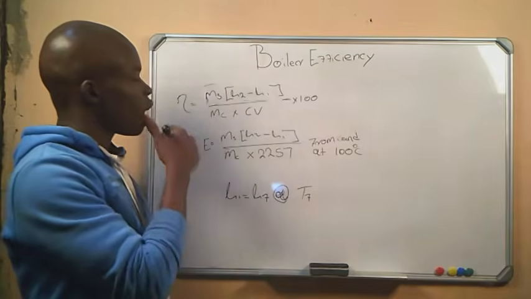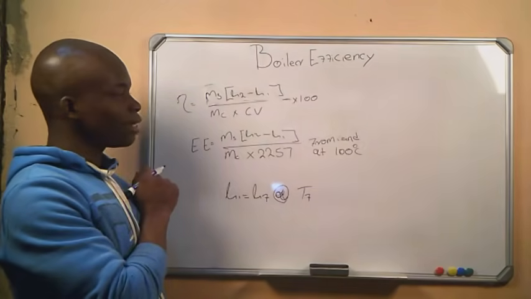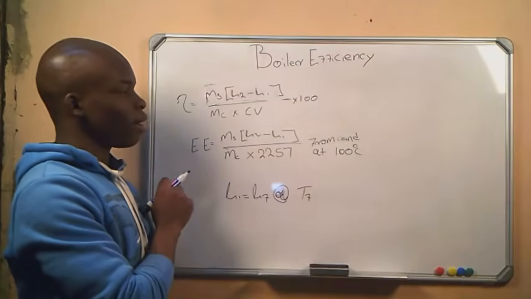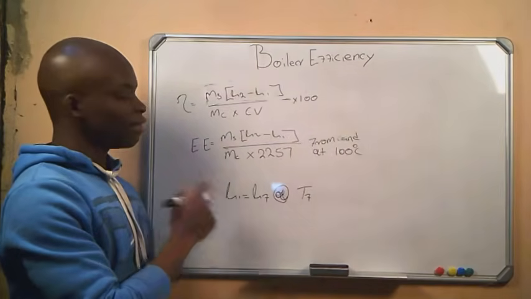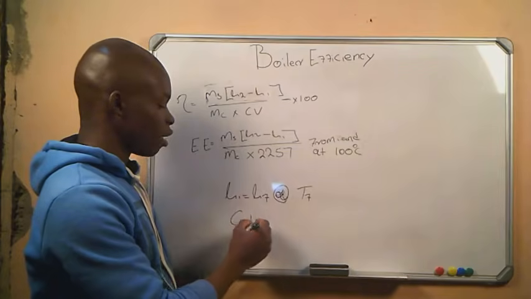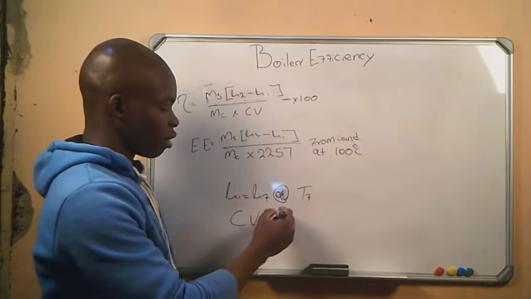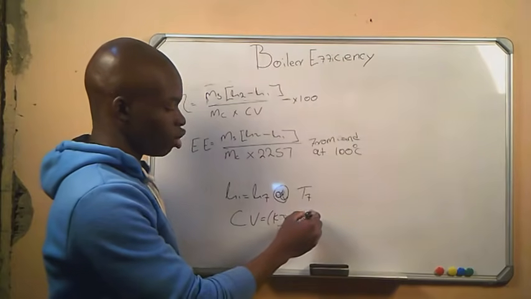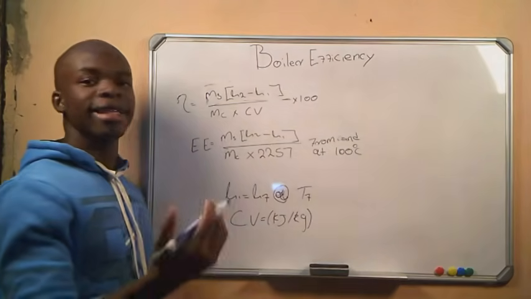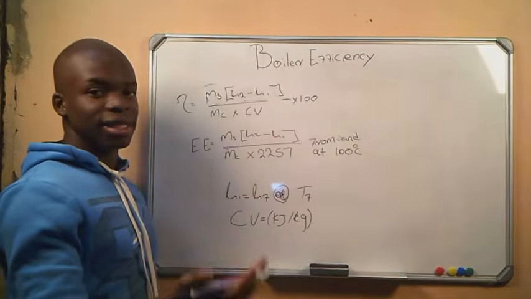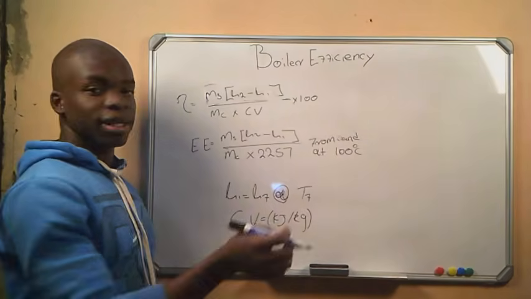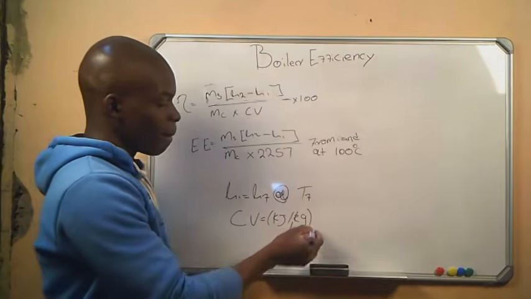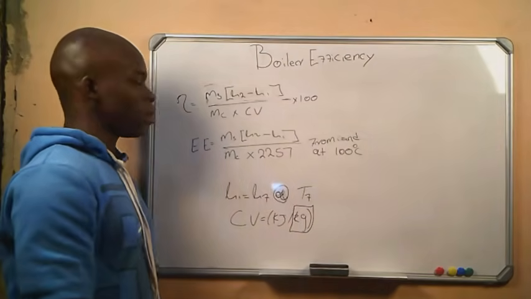And then we have MC, which is the mass of the coal, and then we have CV. CV is the calorific value, and it is given in kilojoules per kg. So this is the heat energy that the coal will produce per kg when it is burnt, of course.